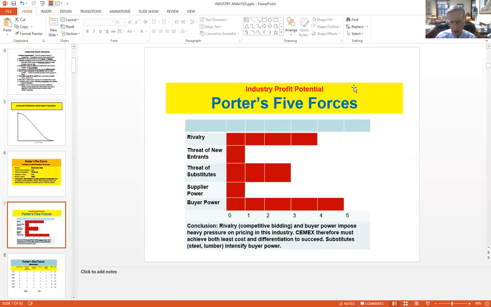Here's another way of looking at the five forces results. In this way, it's graphic. And you can see again the idea of rivalry being moderately high and buyer power being very high. In this case, we've got this new element of substitutes that have come in. And you can see that this analysis was done for Cemex, the Mexican cement manufacturer that is a major factor in the global cement industry.